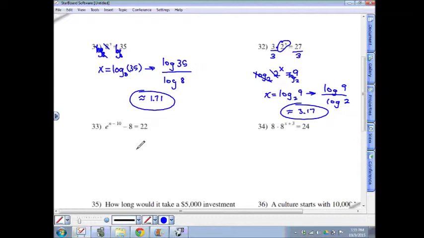Okay, question 33. N minus 10 is the exponent, e is the base, so this makes the exponential term right here. Before we can cancel the base e, we've got to make sure that exponential term is by itself, so add 8 to both sides. We're trying to isolate the exponential term.